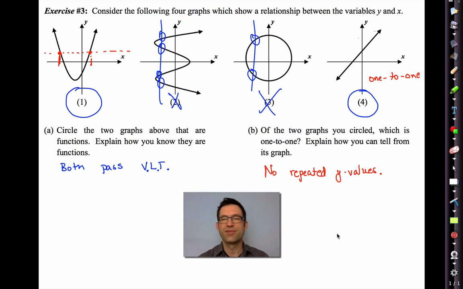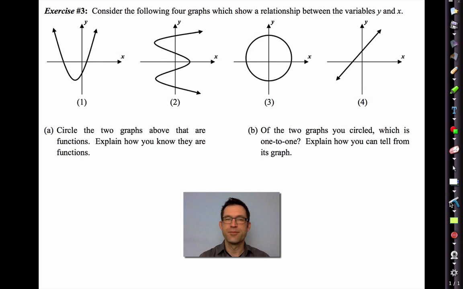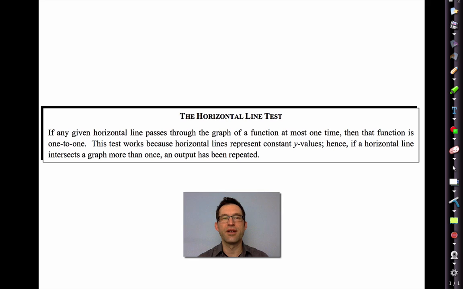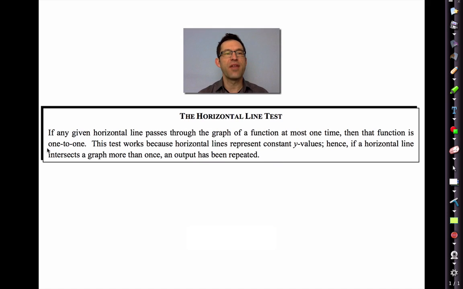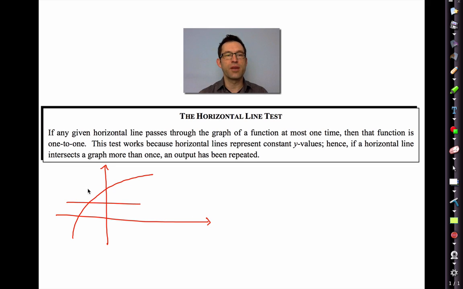Okay, here we go. The horizontal line test. If any given horizontal line passes through the graph of a function at most one time, then that function is one-to-one. All right, this test works because horizontal lines represent constant y values. Hence, if a horizontal line intersects a graph more than once, an output has been repeated. So it's really nice because if we've got some function like this, right, definitely a function passes the vertical line test, right, we can very quickly say, oh, it's one-to-one.